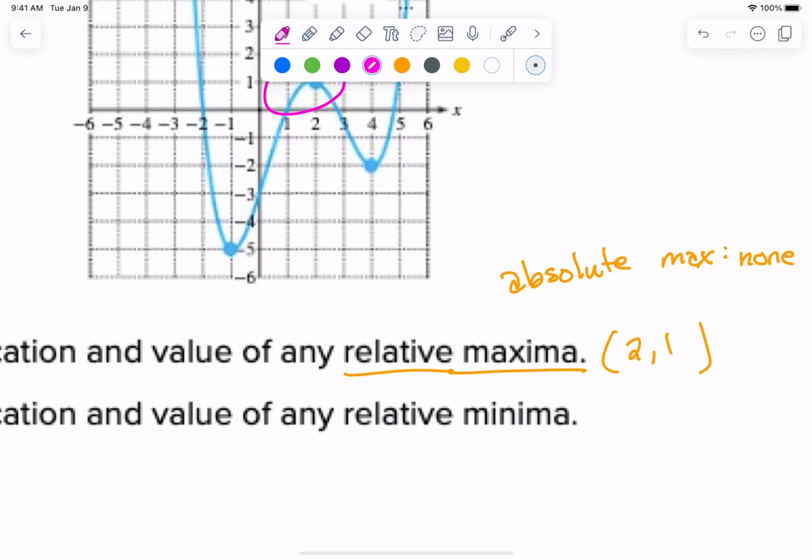How many relative mins do I have? 2. And they are at -1, -5, and at 4, -2.